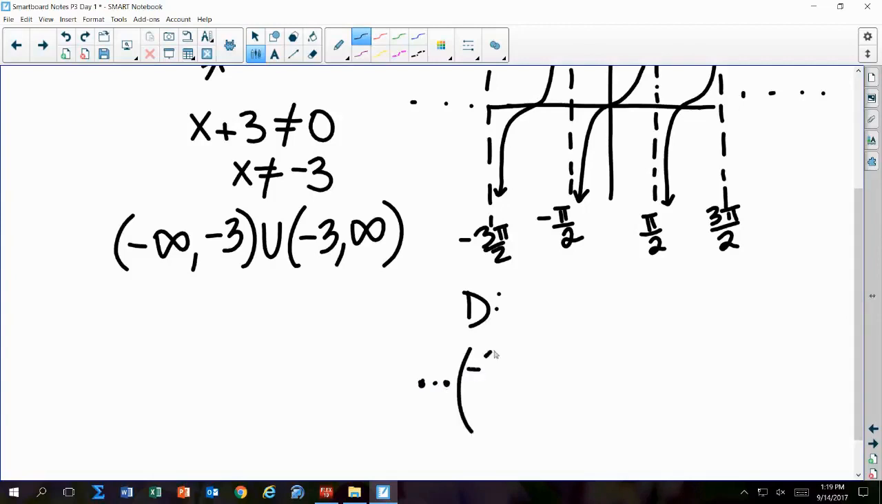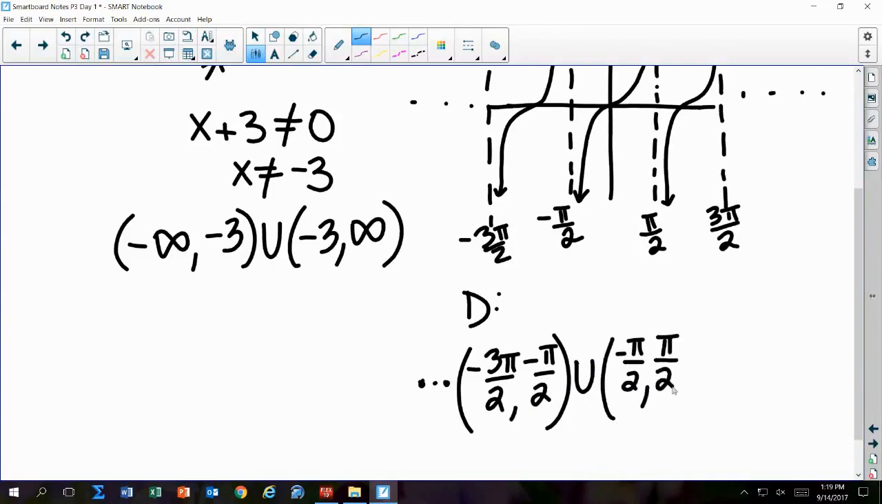I'm going to go from negative 3 pi over 2 to negative pi over 2. Then I'm going to union that with negative pi over 2 to positive pi over 2. Then I'm going to union that with positive pi over 2, positive 3 pi over 2, and then again I have dot, dot, dot from there. Right? It's going to go on forever like that.